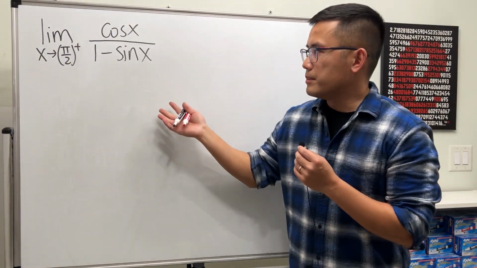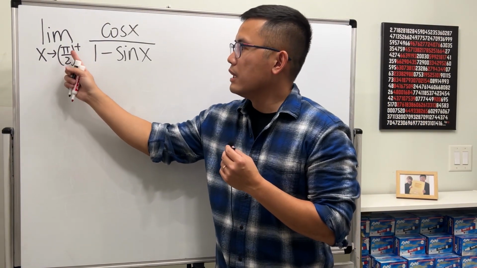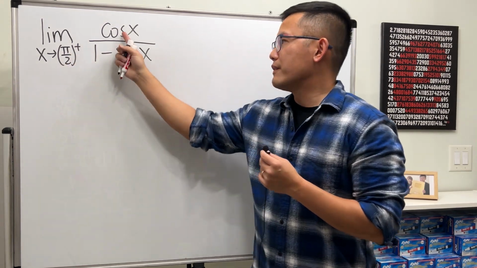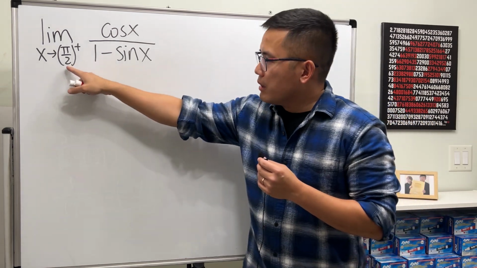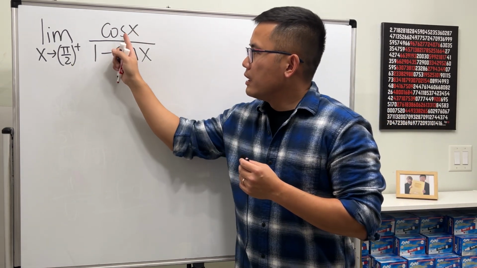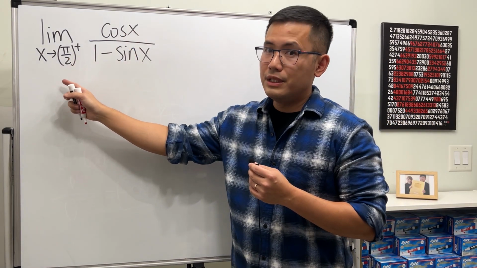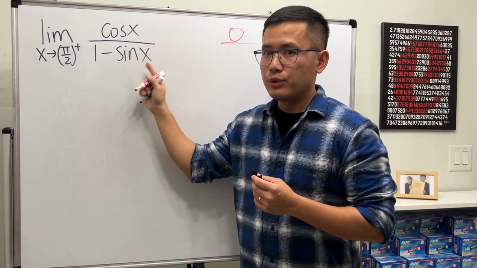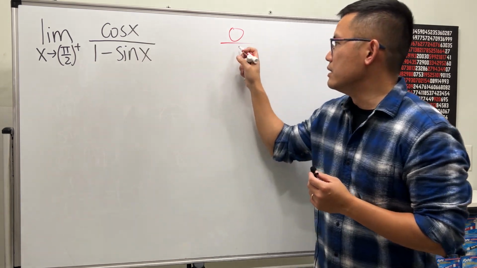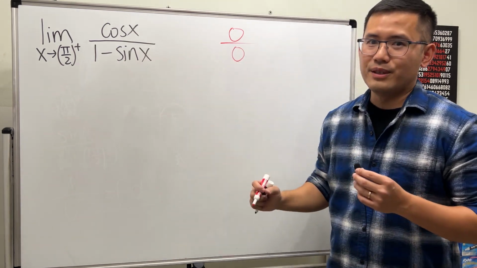Alright, here's another example. We have the limit as x approaching pi over 2 plus of cosine x over 1 minus sine x. As always, plugging this into all the x's, cosine of pi over 2 is 0, and then sine of pi over 2 is 1. 1 minus 1 is 0. So we get to use L'Hopital's rule.